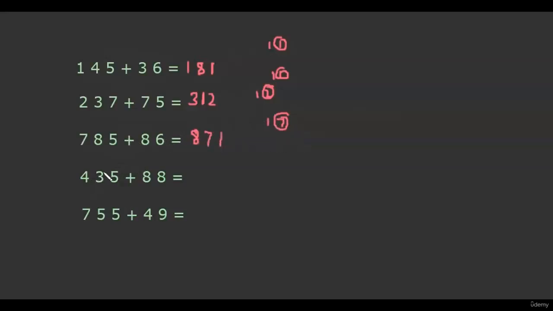3 and 8 are carry numbers, so instead of 4 we will write 5. Now 8 plus 3 is 11, but 5 and 8 are carry numbers, so instead of 11 we will write 12, and 2 is the unit number. 5 plus 8 is 13 and 3 is the unit number.